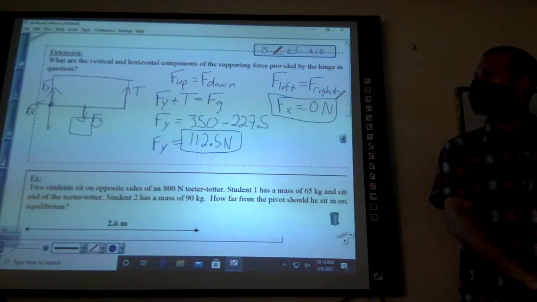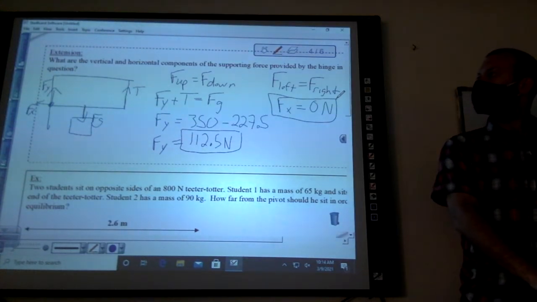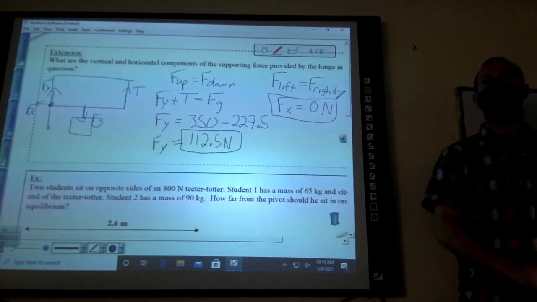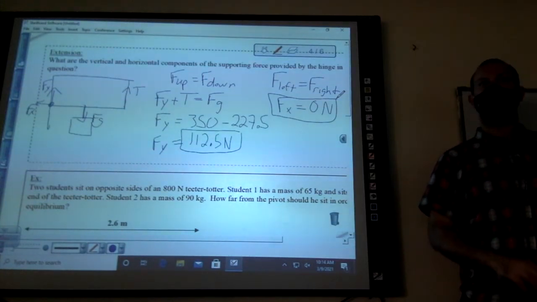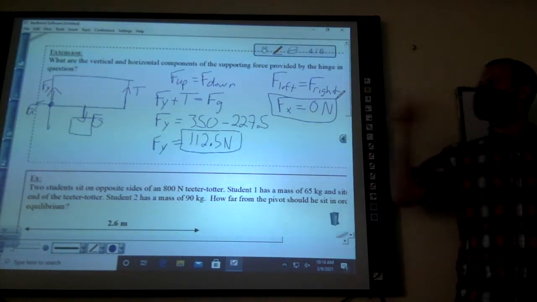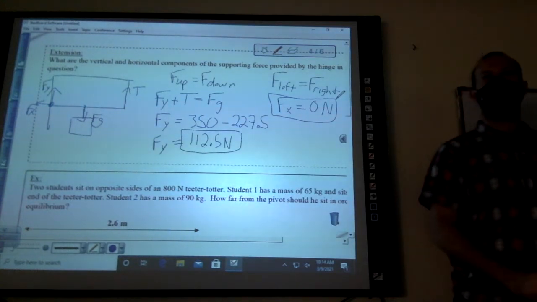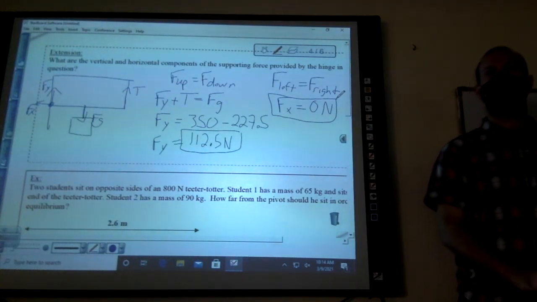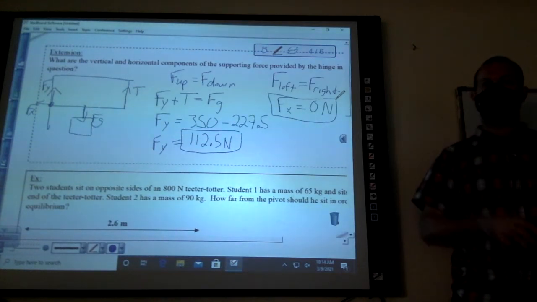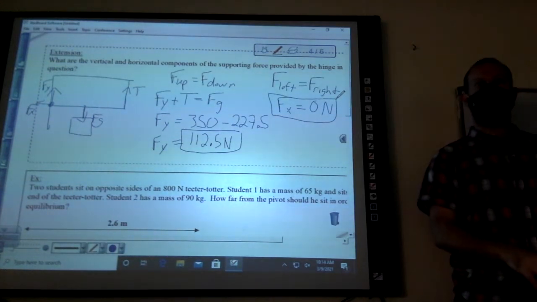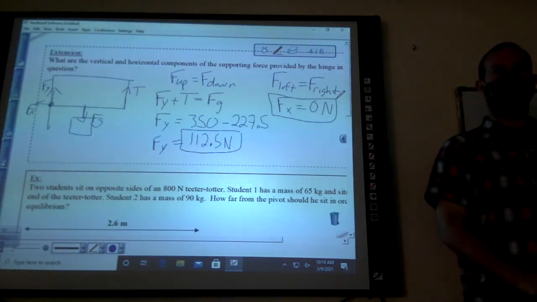Why is the y component upwards? Why is it not towards the wall? Because the beam is attached to the wall. There's a hinge that's screwed into the wall, and that's what's causing it to be there. It's just like force pulls hanging up.